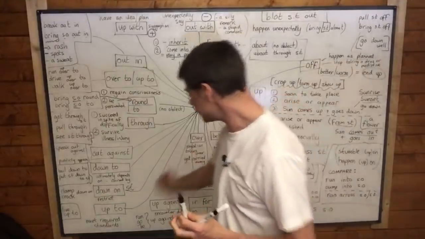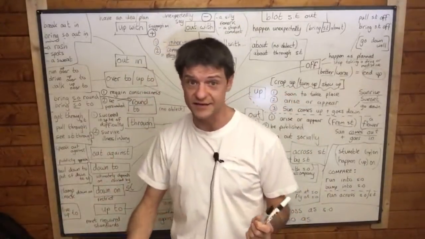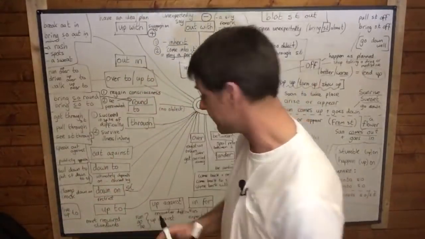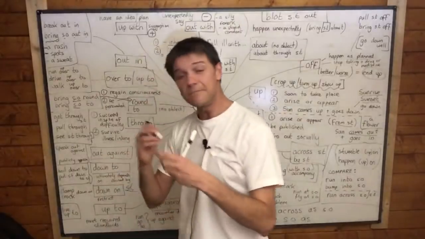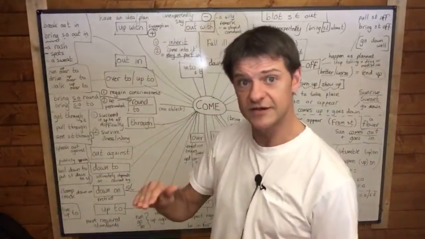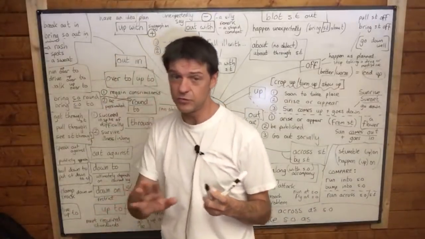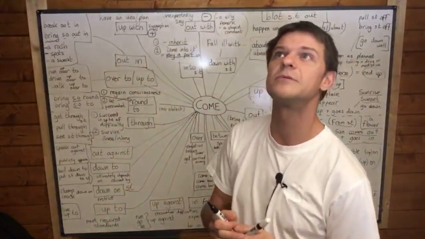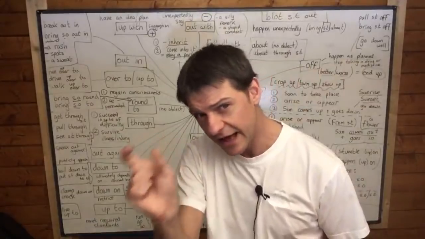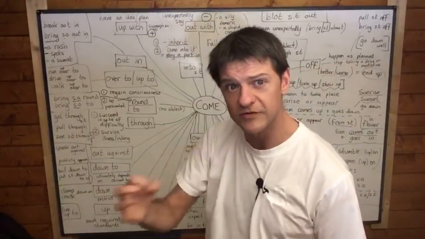Now, if something comes up to the required standards, and that collocates very well with come up to, it means it meets, it satisfies those standards. So it's very similar to live up to, this one. You know, you can say that it didn't live up to my expectations. Expectations collocates very well with live up to.